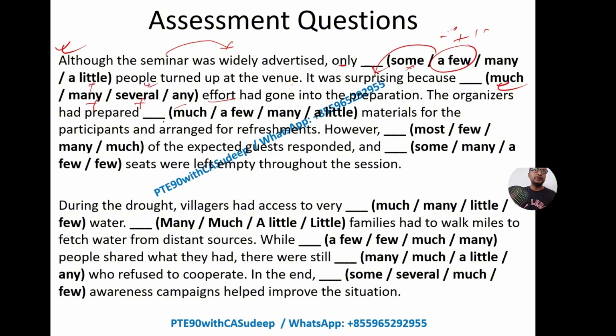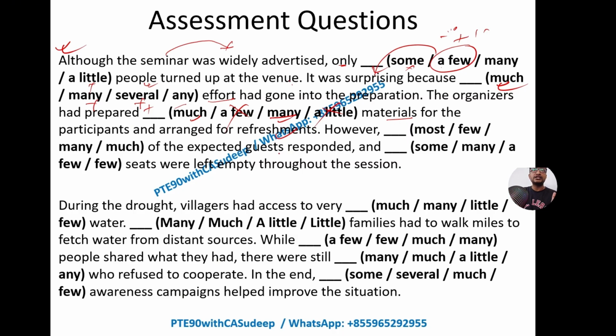The organization has prepared dash materials. Materials is countable, like many students. Much, a few, a little: no. We want something positive here, and the positive ones are much and many. Much cannot come because it is for uncountable nouns. Material is a countable noun, so that's why many. A few cannot come because we are not expecting a negative sense here. For participants, they arranged for several, so arranged refreshments.